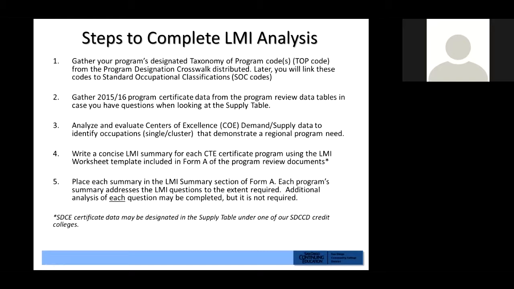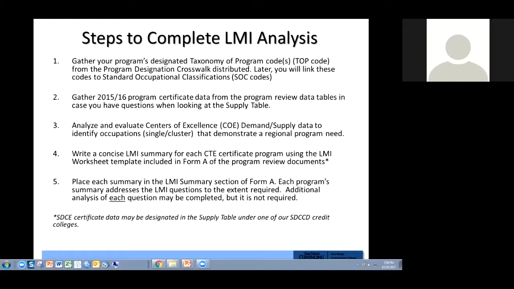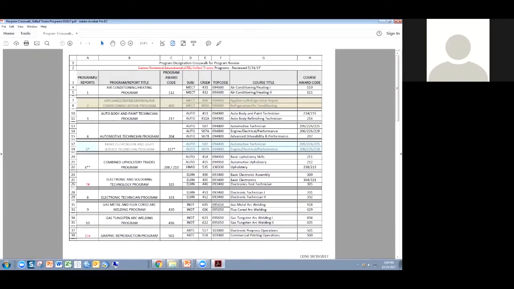First, gather your program's designated taxonomy of programs codes, or top codes. You may have one, you may have several per program. You'll obtain this information from the program designation crosswalk that was sent to the program chairs as part of the program review package. And it looks something like this. I'm going to bring in a sample from off screen.